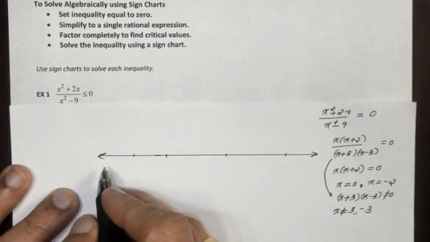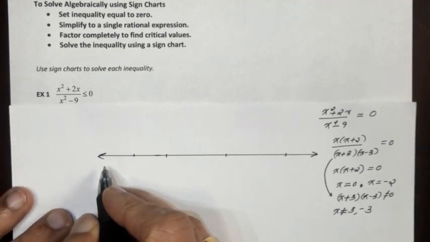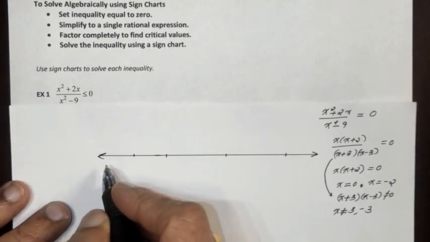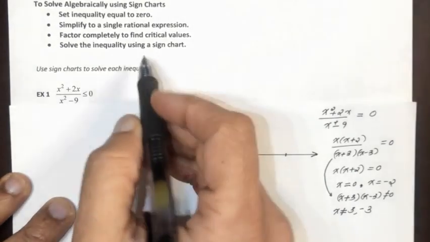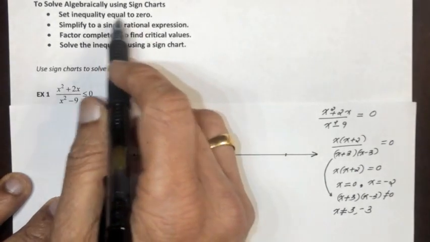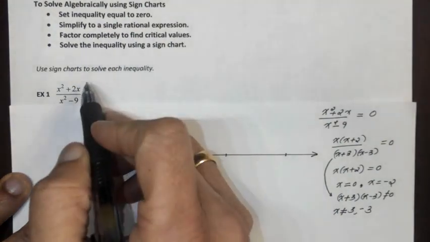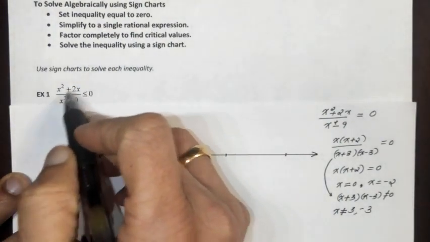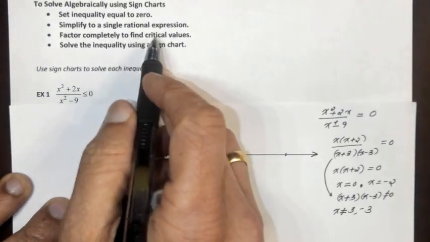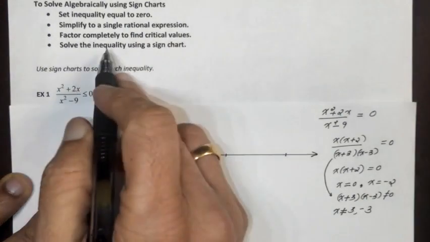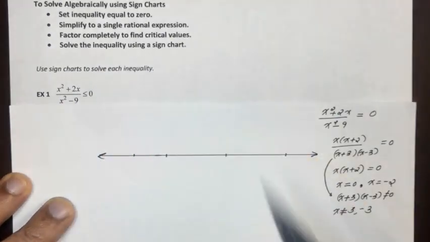Okay, let's solve this inequality using sign charts. These are the criteria that you look for. Set the inequality equal to 0. Simplify to a single rational expression. This is already a single rational expression, so you don't need to worry about it. Factor completely to find critical values. Solve the inequality using a sign chart.